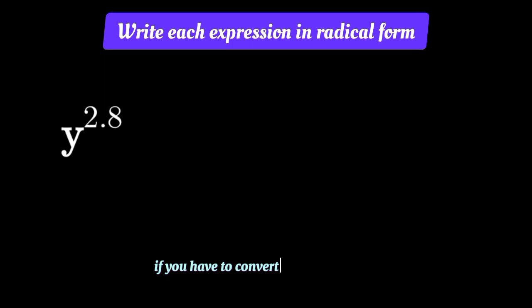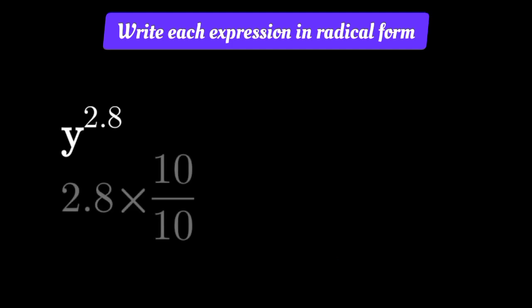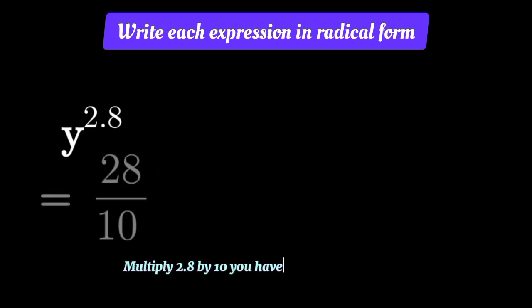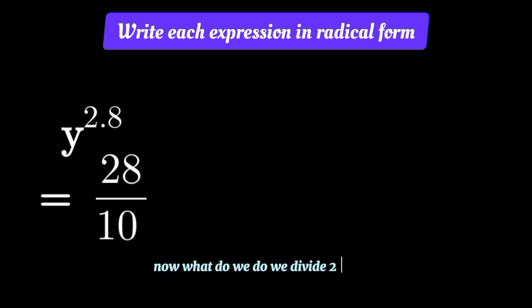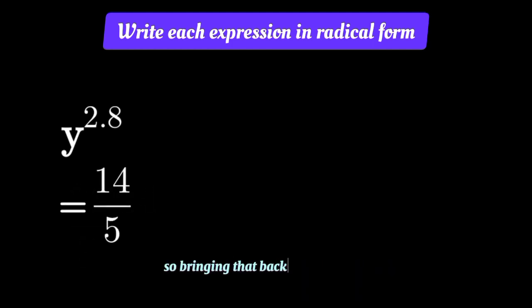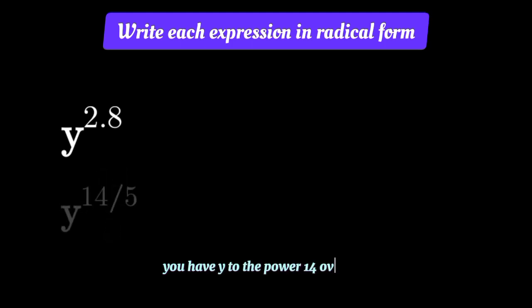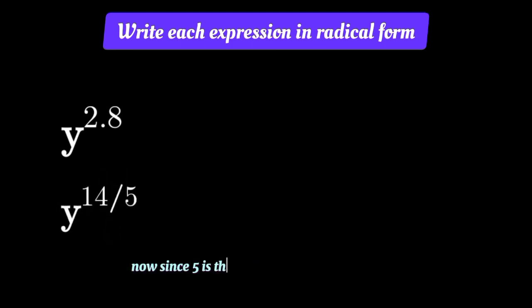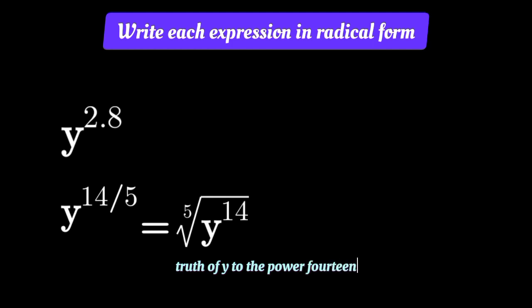Now, let's take another example, and it goes like this: y to the power 2.8. In order to convert 2.8 to a fraction, we have to multiply it by 10 and also divide it by 10. Multiplying 2.8 by 10, you have 28. So we have 28 over 10. Now we divide through by 2. Dividing 28 by 2, you have 14, and dividing 10 by 2, you have 5. So bringing that back into our equation, we have y to the power 14 over 5. Since 5 is the denominator in the fraction, it is the index number. So we have simply the fifth root of y to the power 14.